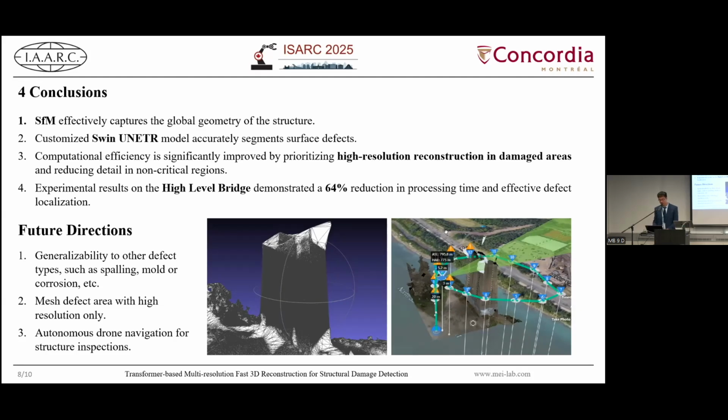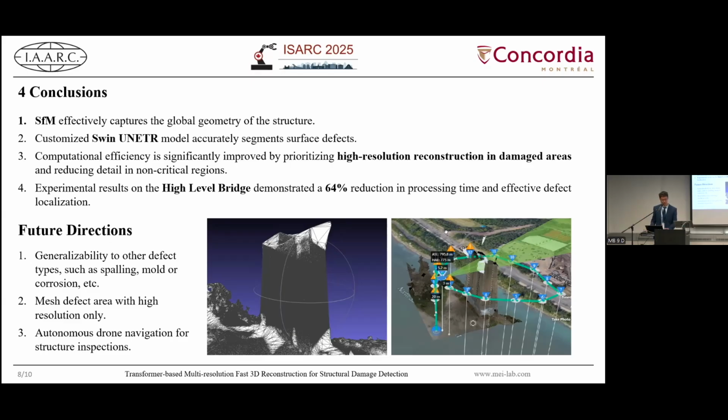For future directions, first, we want generalizability, to expand our method to other defect types like spalling, mold, corrosion, etc. The second one is mesh optimization. We can use the same idea as here, using a high-resolution mesh for only the defected area and low resolution elsewhere.